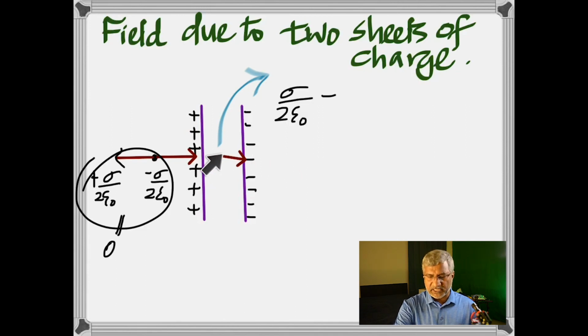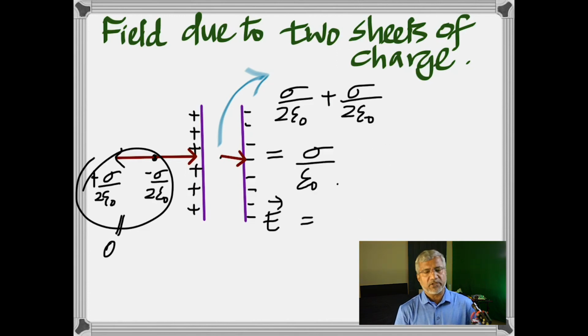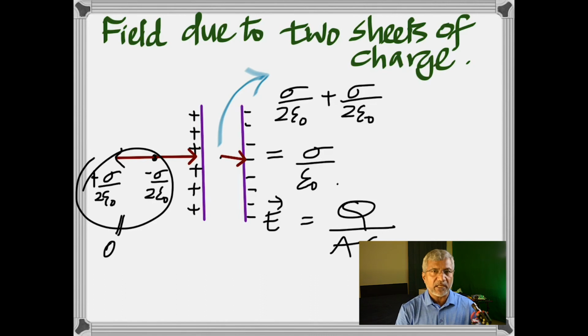But what if you consider the electric field here? Now, take a look. The field here, due to the positive plate, is to the right, and the field due to the negative plate here is also to the right. So instead of cancellation, it doubles. That's why we get the electric field between the plates to be sigma by 2 epsilon naught plus sigma by 2 epsilon naught, which becomes sigma by epsilon naught. What is sigma? Sigma is Q by A. In this case, A is the area of the plate, Q is the total charge on that plate. So this is the electric field intensity due to two plates that are oppositely charged.